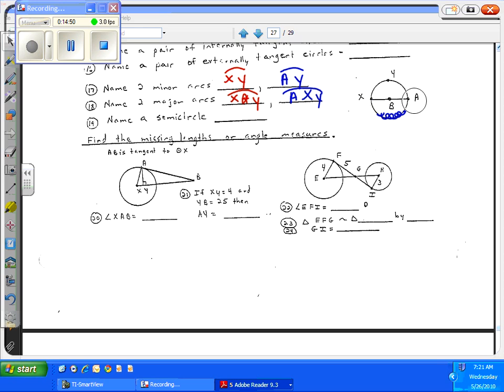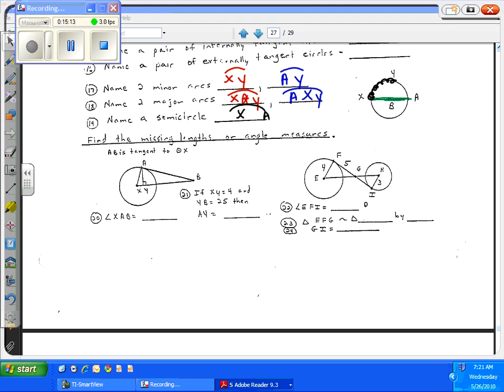It says name a semicircle. A semicircle is formed when a diameter is drawn. The endpoints, if you will, are going to be X and A, which are the endpoints of the diameter.